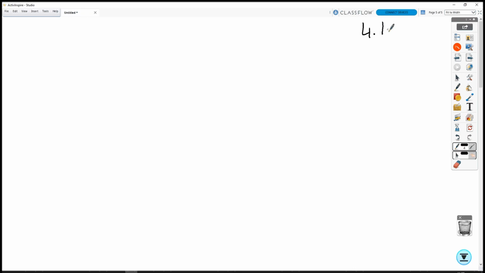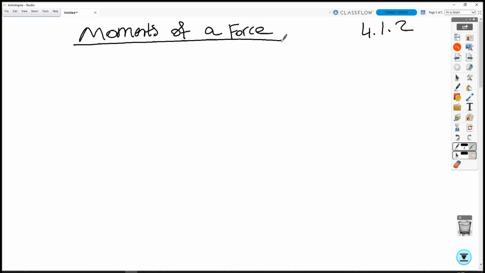This is 4.1.2, moments of a force. You can recall back from GCSE that the moment of a force is the turning effect of a force, how well a force can make something turn or rotate. So let's set up a seesaw.